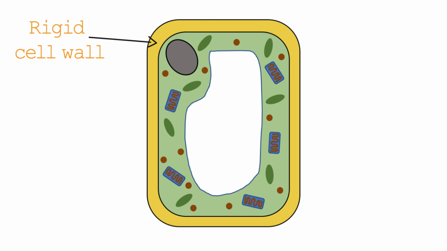A typical plant cell also contains chloroplasts. Chloroplasts are responsible for photosynthesis in a plant. They absorb light energy to make food. They also contain a pigment which is called chlorophyll, and this makes the plant green.